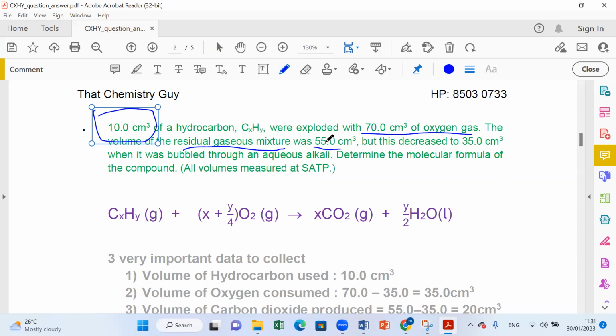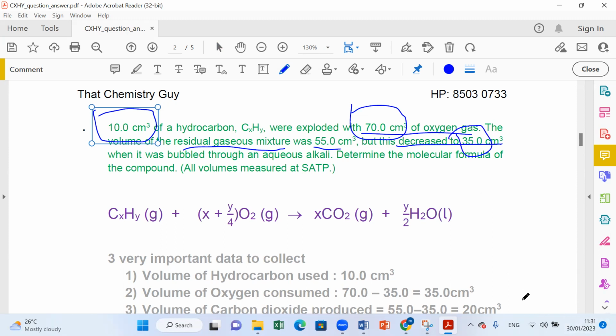So this 55 was subjected to sodium hydroxide again, or aqueous alkaline, and it says that it decreased to 35. Decreased to, not decreased by, so be careful. Decreased to 35 basically means from 55 to 35, the change, which is 20 cm cube of this gas, must be carbon dioxide, because only acidic gas will be absorbed by your sodium hydroxide. Got it? So once you know that this is the volume of carbon dioxide produced, and you know that this is the original amount of oxygen used, and this is the remaining.